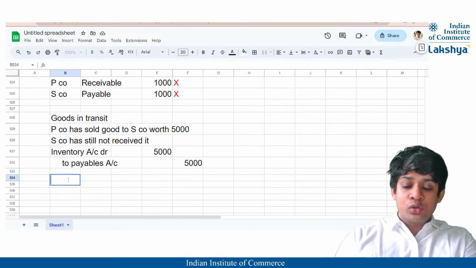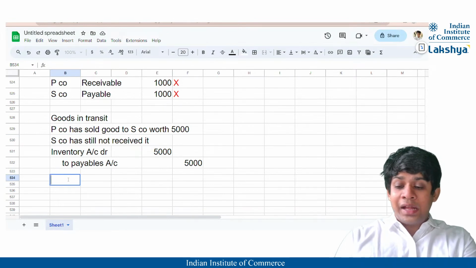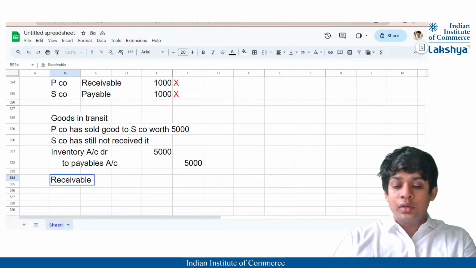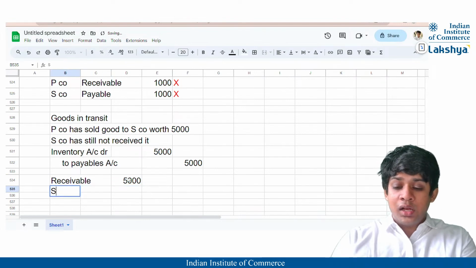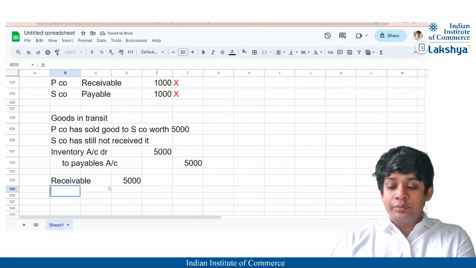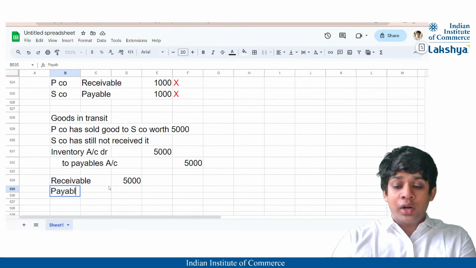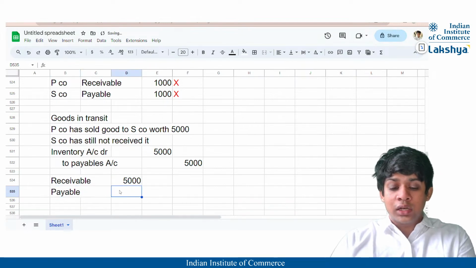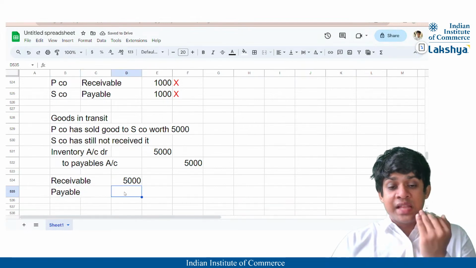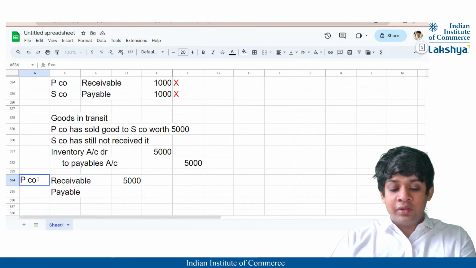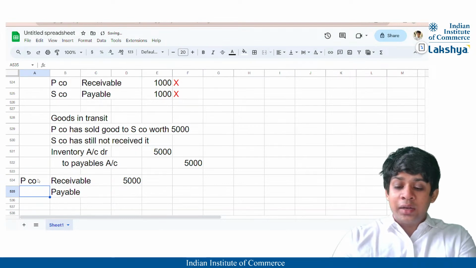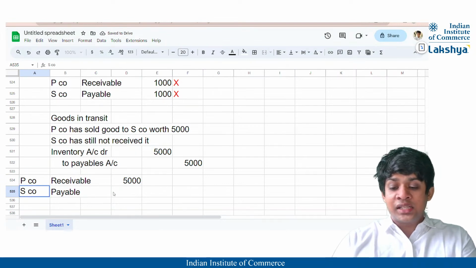So the parent company has sold the goods, right? So the parent company will probably recognize a receivable on this, of 5,000. But the subsidiary company has not received these goods yet. So the subsidiary company will not recognize a payable of 5,000, correct? Because as they receive the goods, then they are obliged to pay, correct? So the parent company will recognize a receivable because of the goods in transit, but the subsidiary company will not recognize a payable.